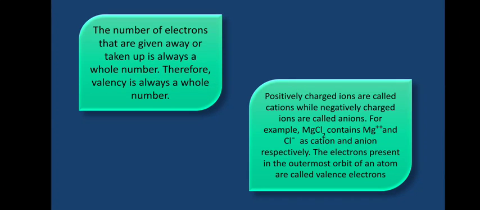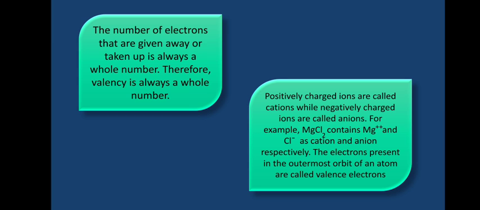Now here, the number of electrons that are given away or taken up is always a whole number. Of course, you cannot give half an electron or 1/4 electron. That is not possible. Therefore, valency is always a whole number. You should always remember this. Valency will never be in points. It will always be a whole number: 1, 2, 3, 4, like that.